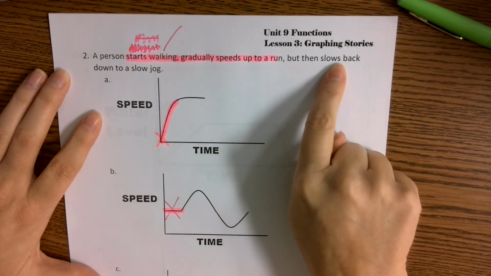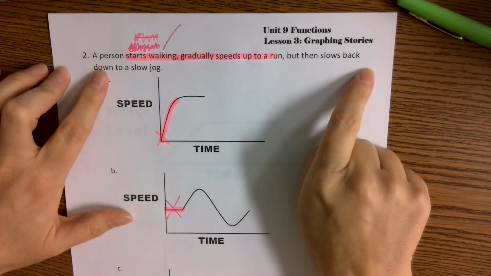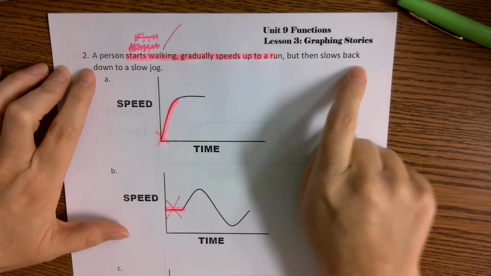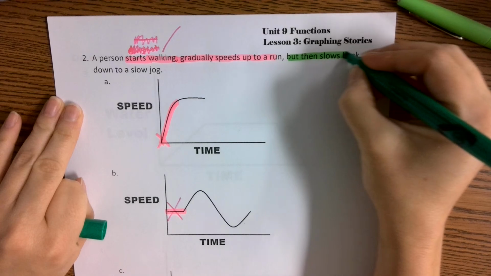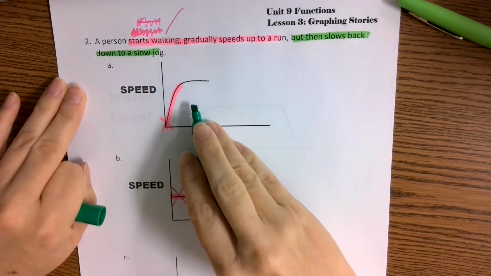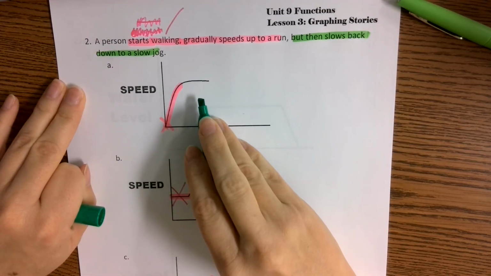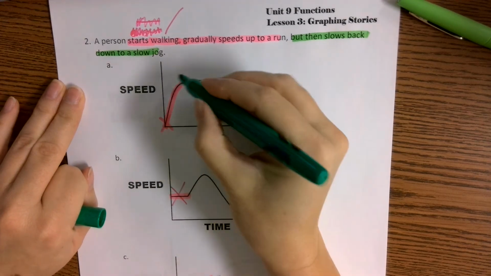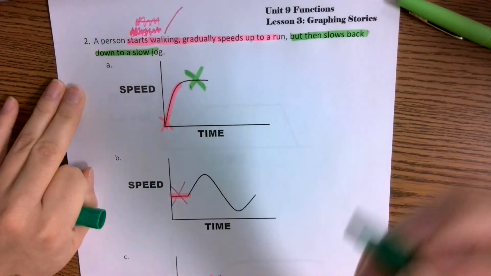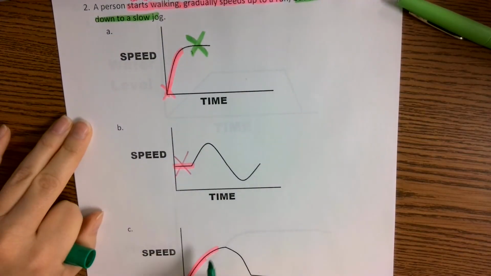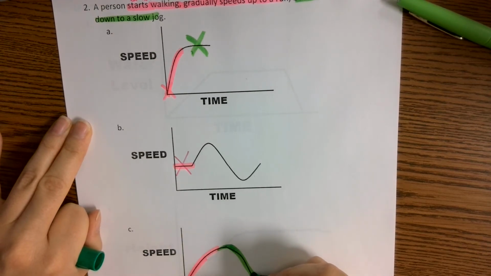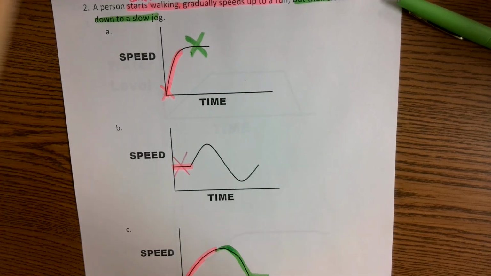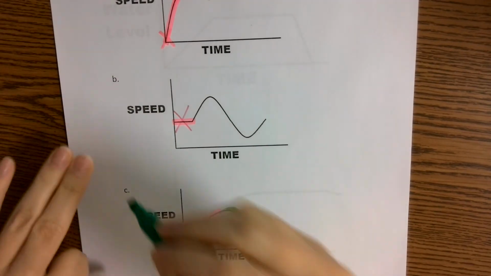Then you're going to slow back down to a slow jog. So that portion right there shows that there should be a decline, right? Does A show a decline? No. A shows just a flat line, so that's not going to work. Okay, but C shows a small decline that's going to happen until we get to a slower pace where we're just going to jog along. So there's going to be our correct answer.